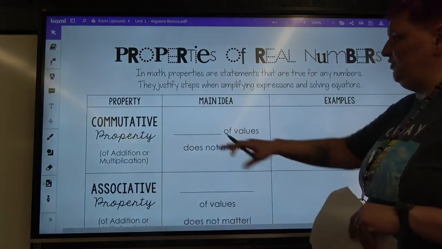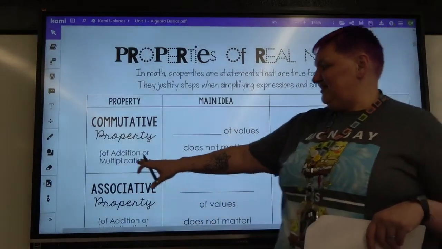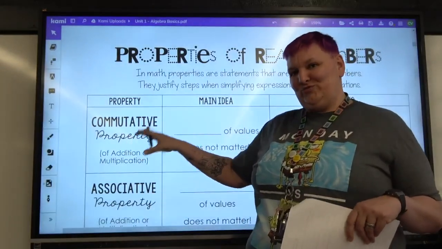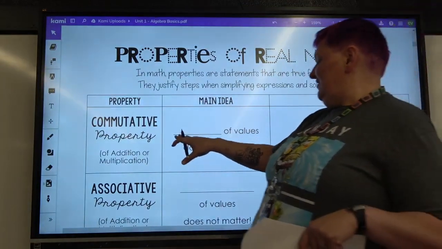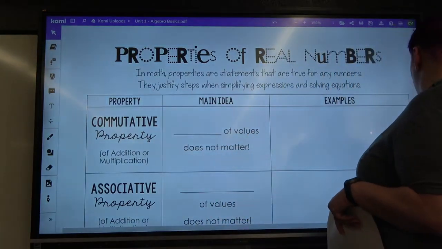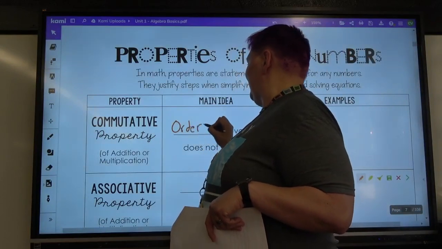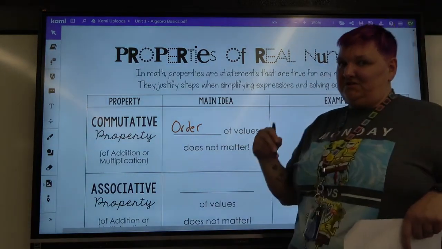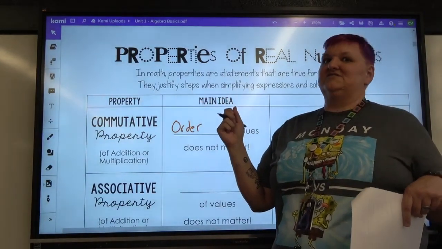All right, so commutative property of addition or multiplication. If it says of addition or multiplication, that means this only applies to addition and multiplication, right? So the main idea is that the order of the values does not matter. Commutative property says the order of the values does not matter, and that's why it only applies to addition and multiplication, because with subtraction and division, the order does matter.